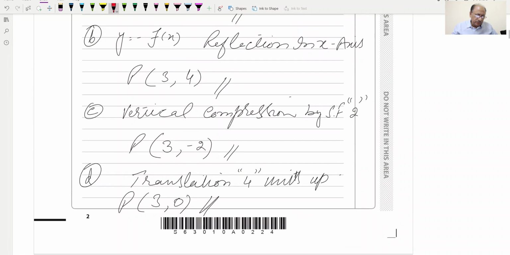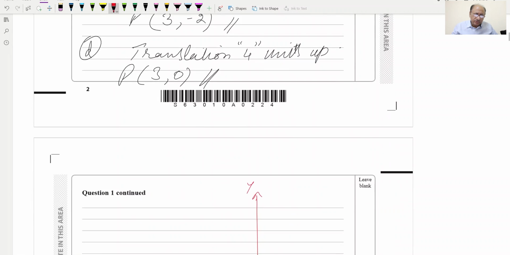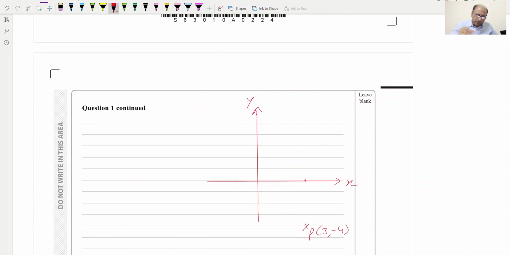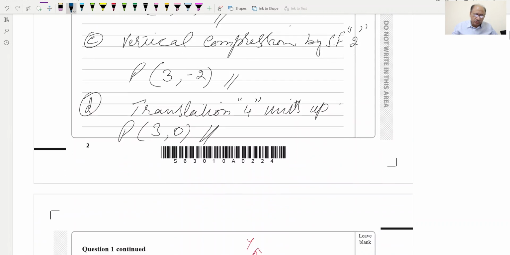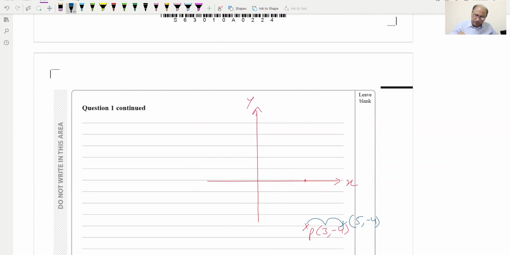First transformation was 2 units right. So if we move this P point 2 units right, it will reach this coordinate, which is 5 and -4. Similarly, the second transformation was a reflection in x-axis, so this P point will be reflected 1, 2, 3, and 4. So this will be the new coordinates of the reflected point. So this will have coordinates 3 and 4.